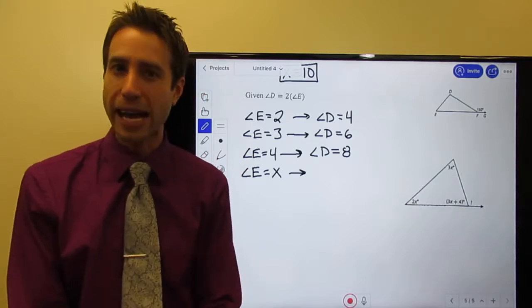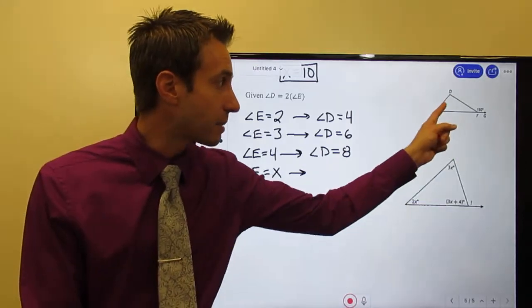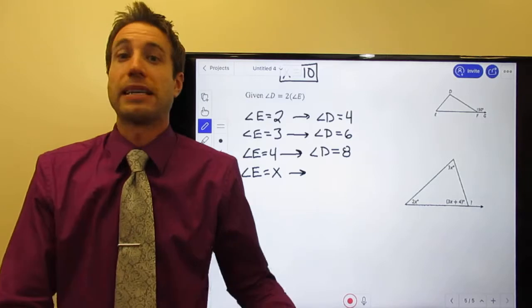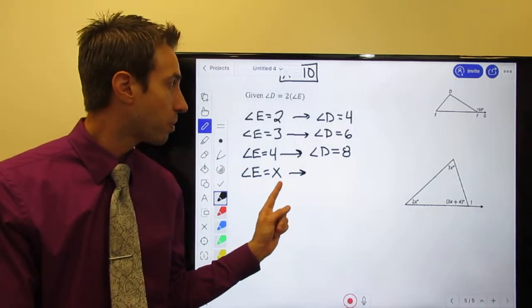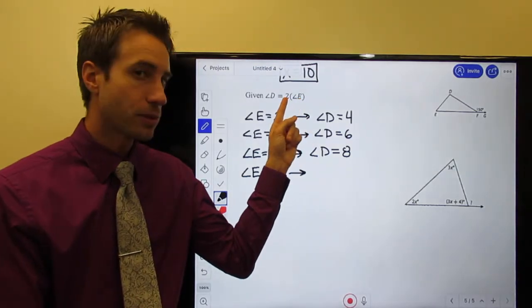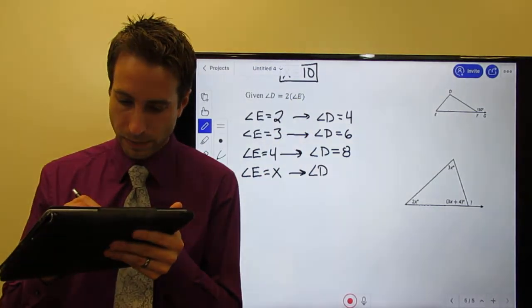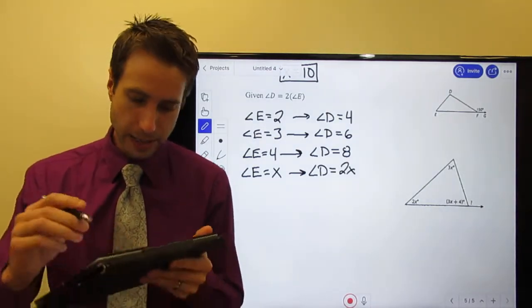What if E was equal to X? I need a variable, I gotta solve for something, right? They asked me to find all of the angles, right? I need a variable to solve for, so what if I made E X? Well, plug it in. X times 2, what does angle D have to be? It's gotta be 2X.